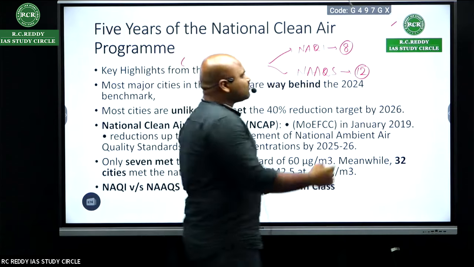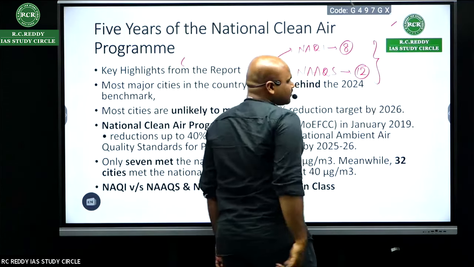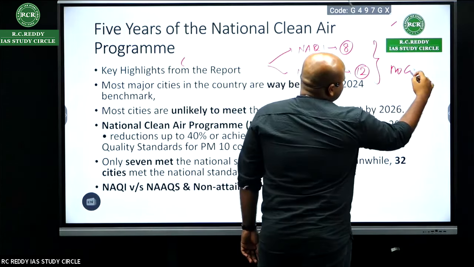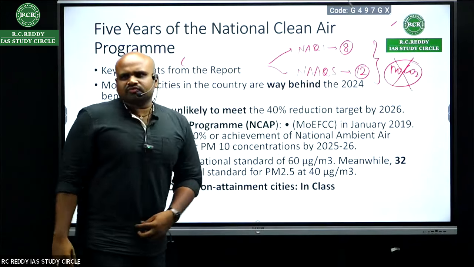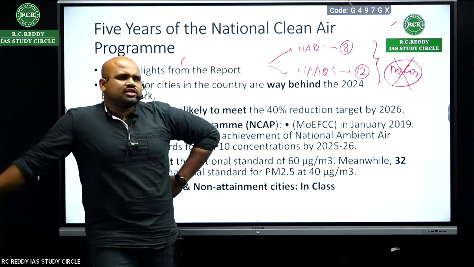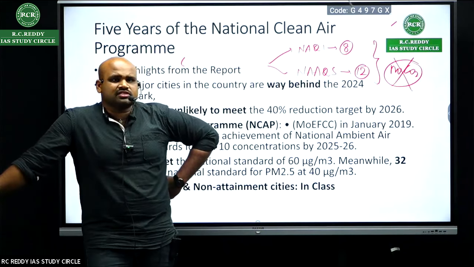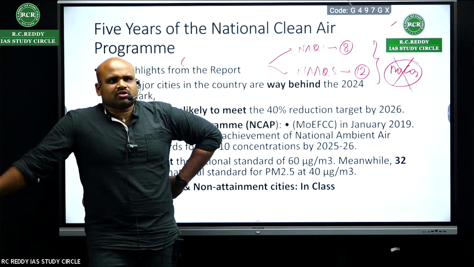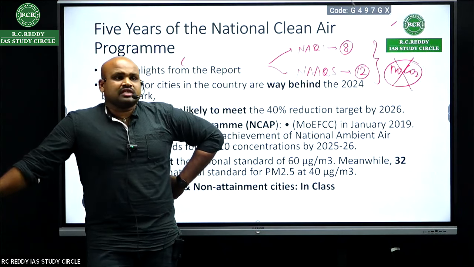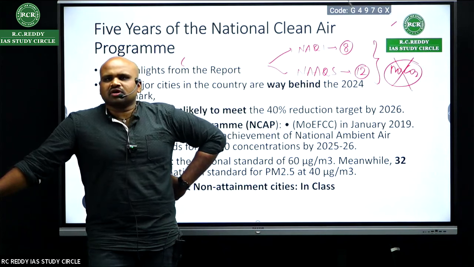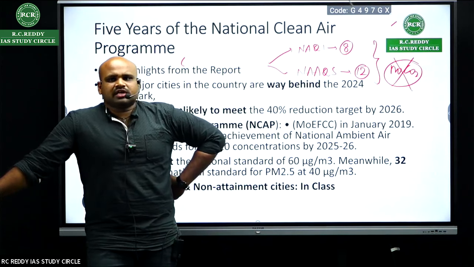And one common factor that you'll have to understand in both of them: there is no carbon dioxide. Carbon dioxide is not a factor in both of them. Carbon dioxide is not a gas which is considered. Carbon dioxide is not a criterion which is considered. So in the context of the NAQI and in the context of NAAQS, I don't have carbon dioxide being present. Do we have carbon monoxide? Yes.